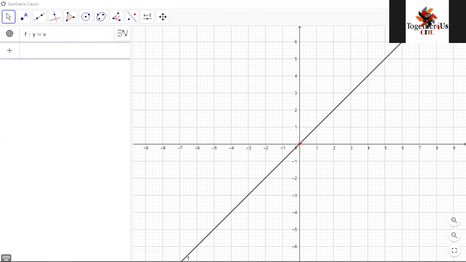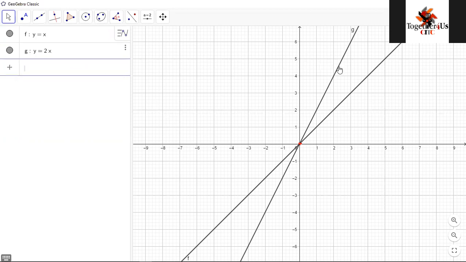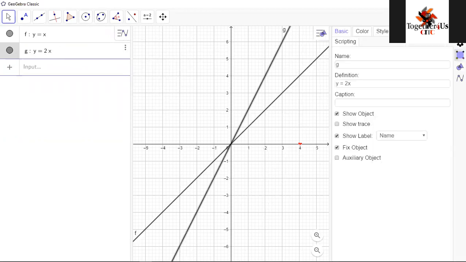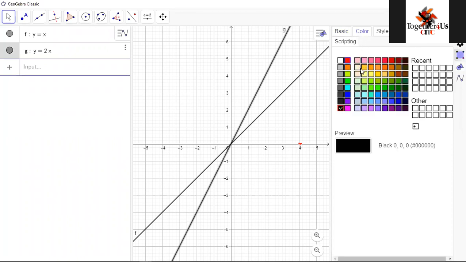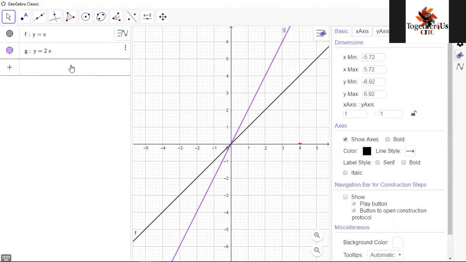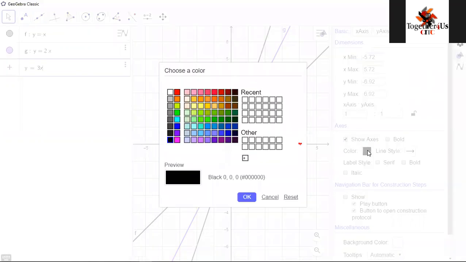Now, let us look at another function, that is y equals 2x. You can see now that because the gradient is greater than 1, the function starts being closer to the y-axis, so to say. Maybe I should put a different color on this one so that we can differentiate what is happening here. So that's the color, and I can put even another function, y equals 3x, and you can see where this line seems to be going.